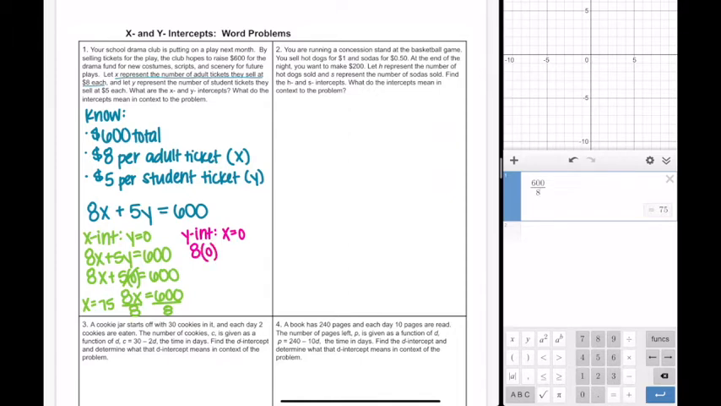So we'll plug in 0 for x. That gives us 5y equals 600. And 600 divided by 5 is 120.